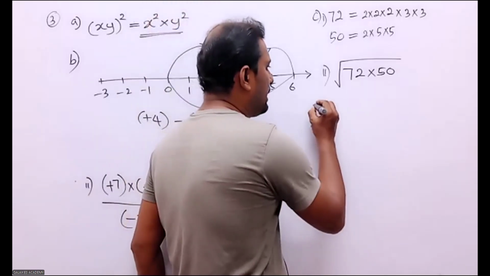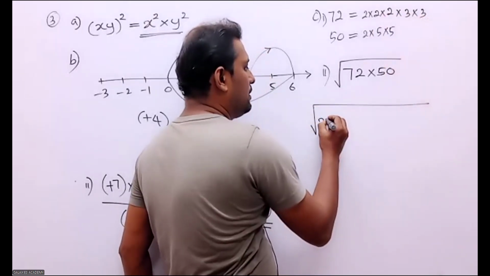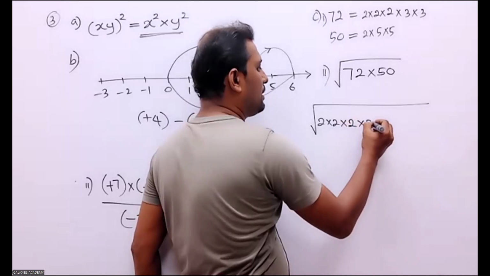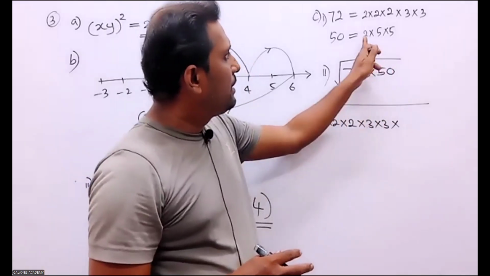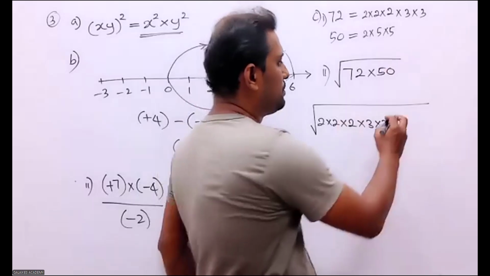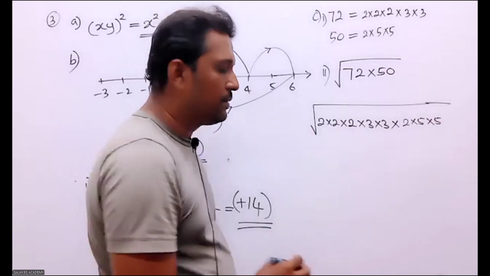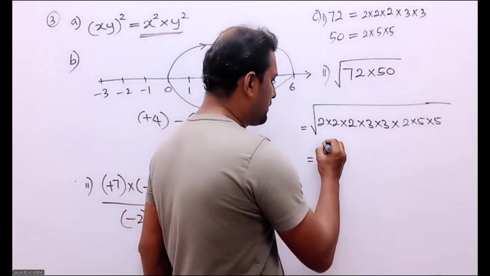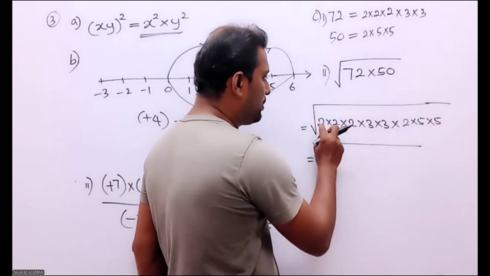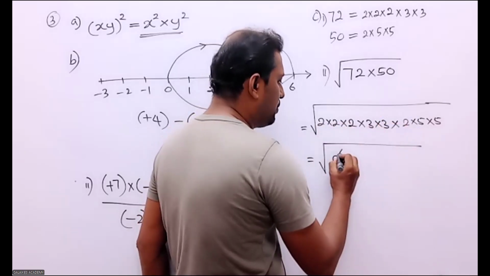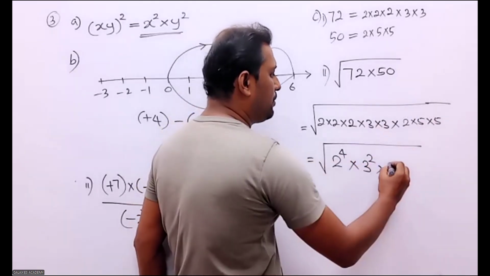Right? How you can write? 72 I can write as product of this. 2 multiply 2 multiply 2 multiply 3 multiply 3. It is 72. 50 I can write 2 multiply 5 multiply 5. Then what you can do? You can write as the powers. 2 multiply 2 multiply 2 multiply 2. How many 2's? 1, 2, 3, 4. So I can write 2 to the power 4, 3 to the power 2, 5 to the power 2.